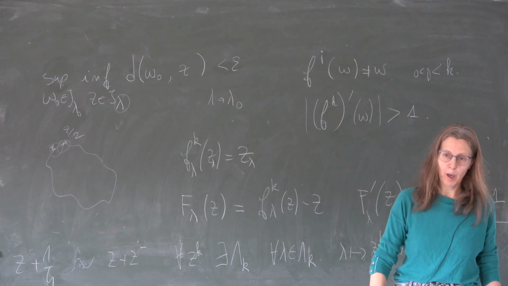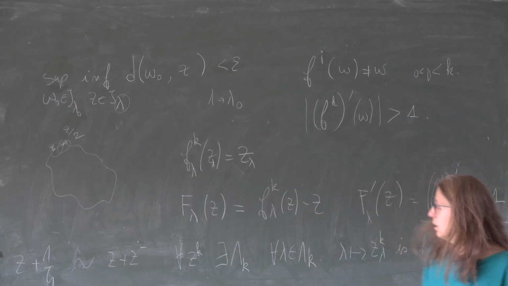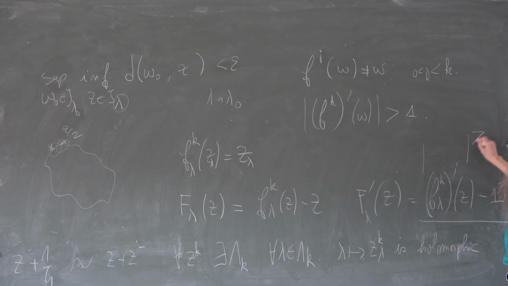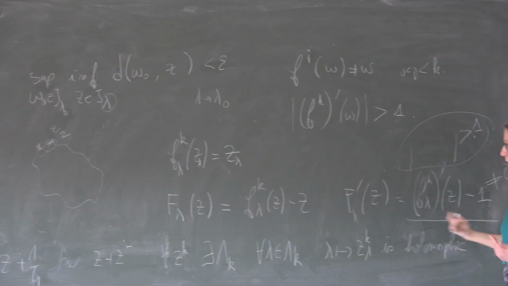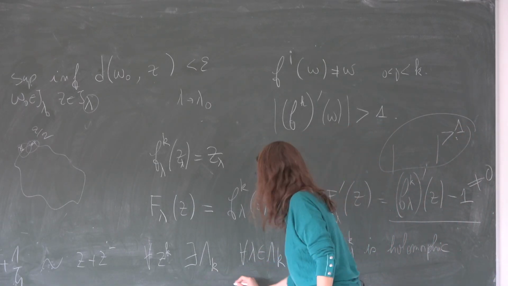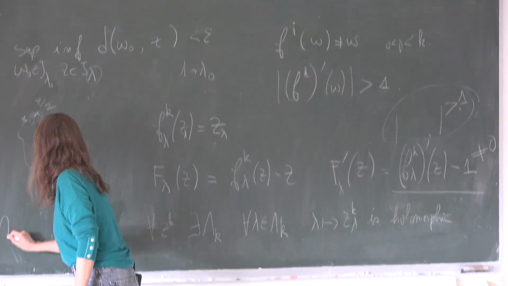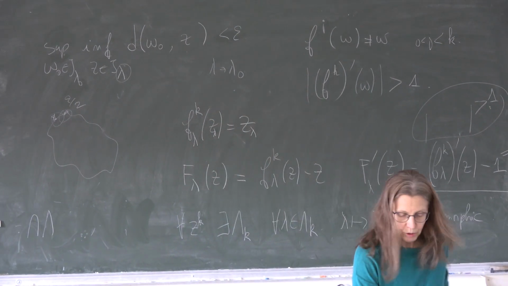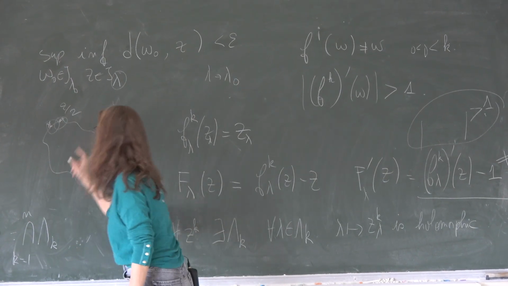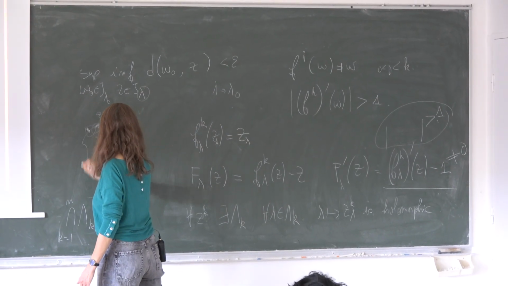This you cannot do with parabolic points. This is the big problem with parabolic points. But with repelling, this derivative is non-zero because the multiplier is of modulus bigger than 1. So you can follow them. It's holomorphic. So if you take the intersection of all these neighborhoods lambda_k, you have a finite number. You have covered with a finite number. You have holomorphic motion of all these periodic points.